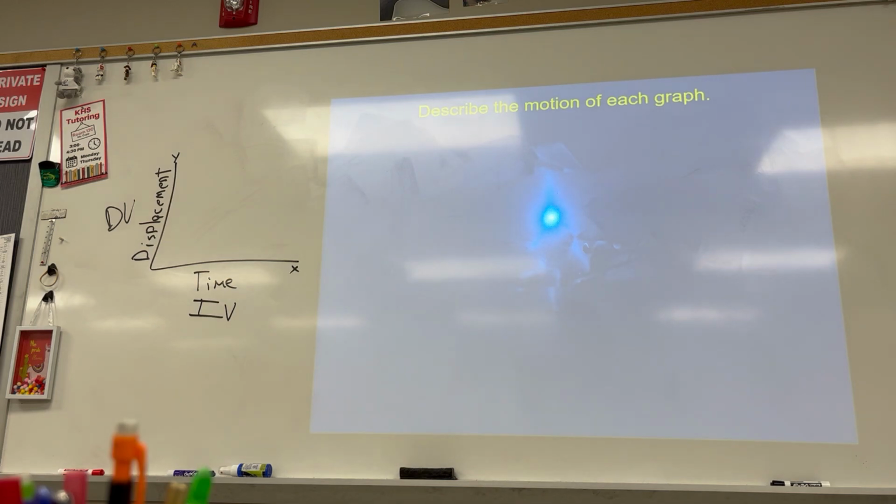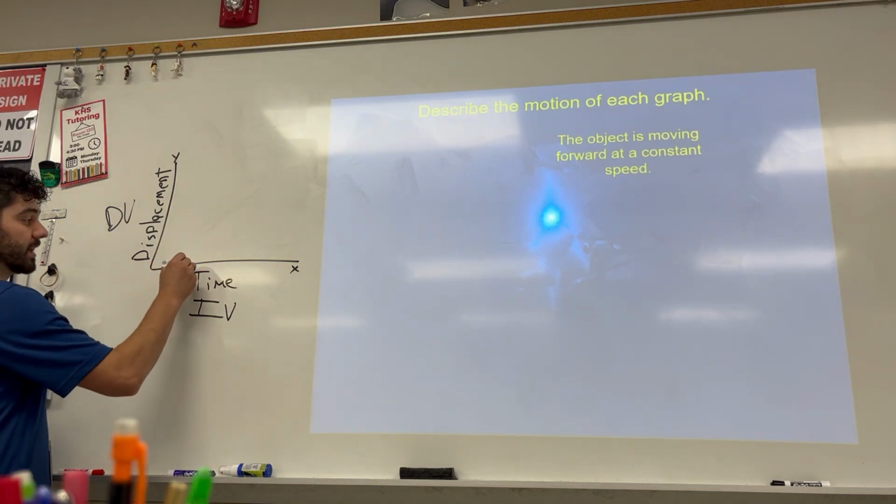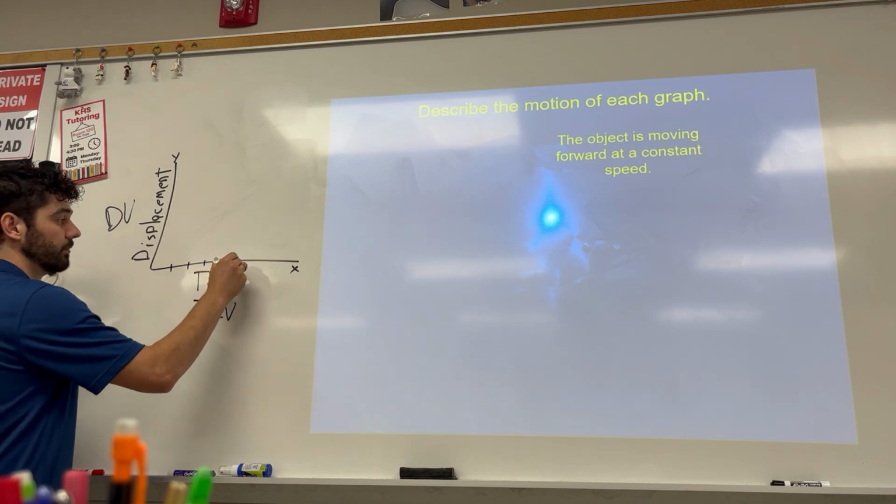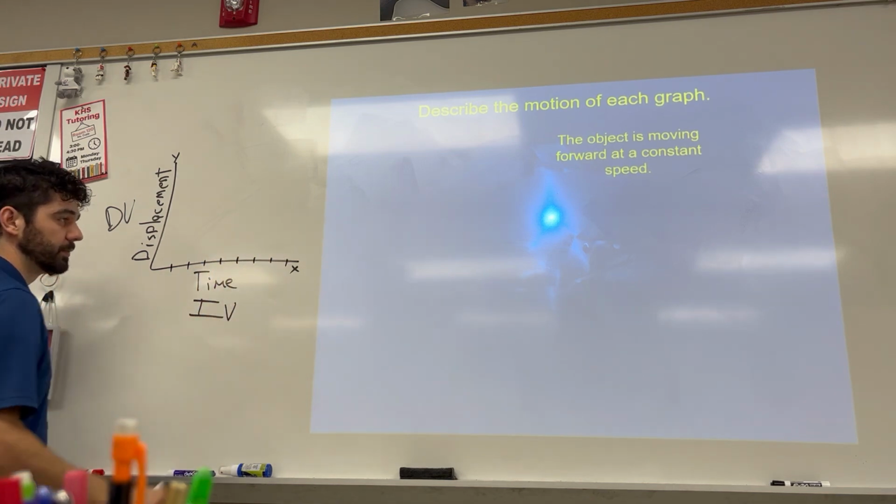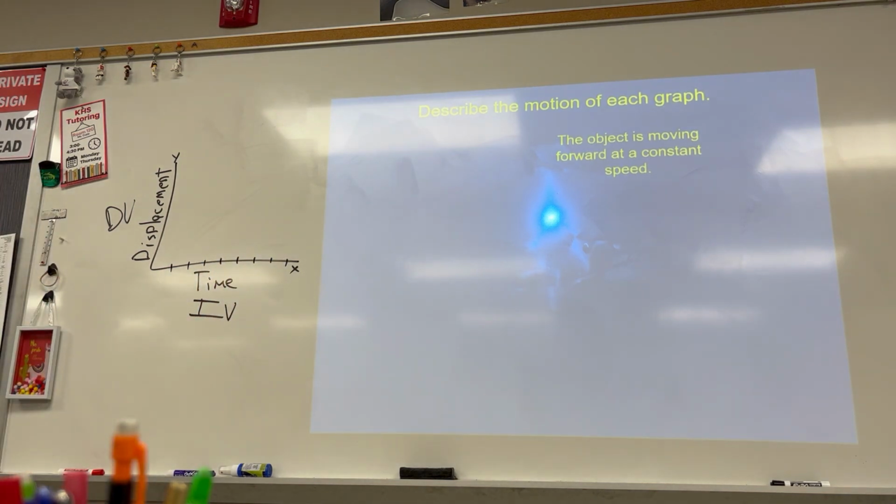Okay. I have 7 graphs I want to look at of different types of motion. Let's start simple. Let's say I'm moving forward at constant speed. I want to look at what the graph would look like. Okay, so my time is usually going to be in seconds, right? So every second I'm covering a certain amount of distance. Okay.